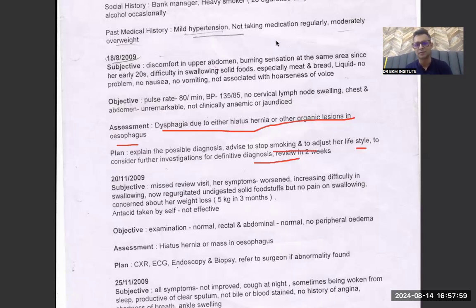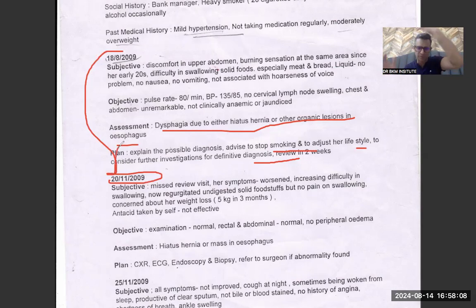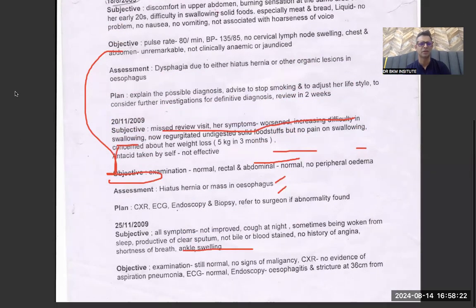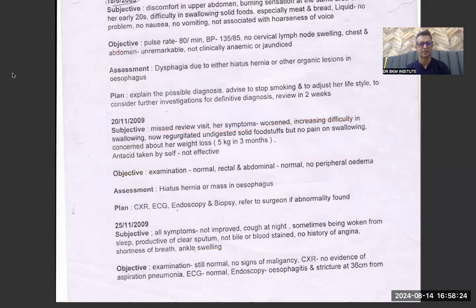But she did not come. She came after 3 months. See, August, then directly in November. So we told her to come after 2 weeks, but she did not come. Symptoms worsened, increasing difficulty, undigested foodstuffs. Examination, everything was normal, but hiatus hernia again. So we said after 3 months you are having the same problem. So this time we request you again to go for endoscopy and biopsy. Then in the third visit, she came.